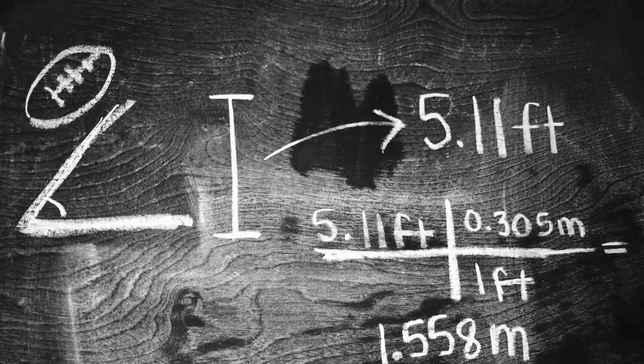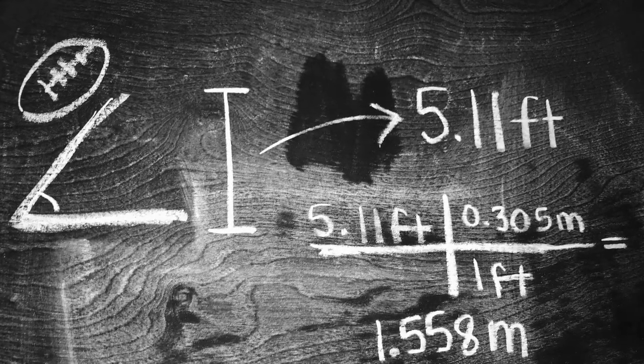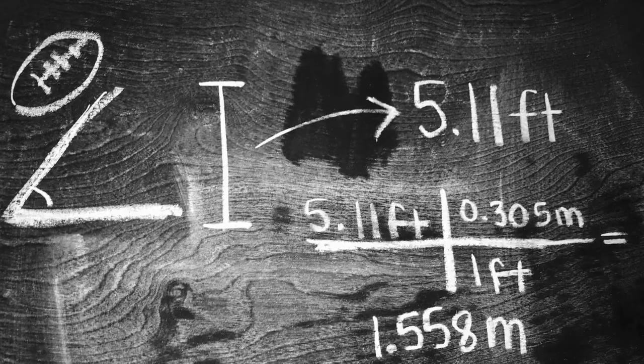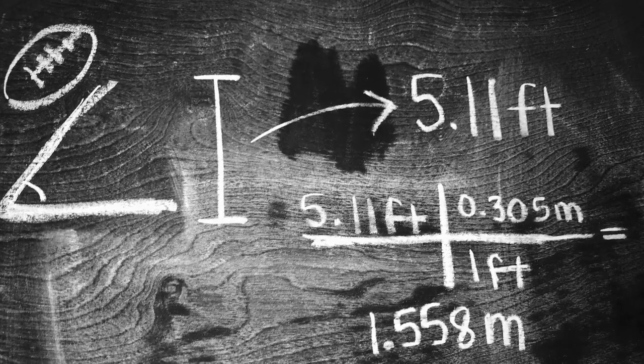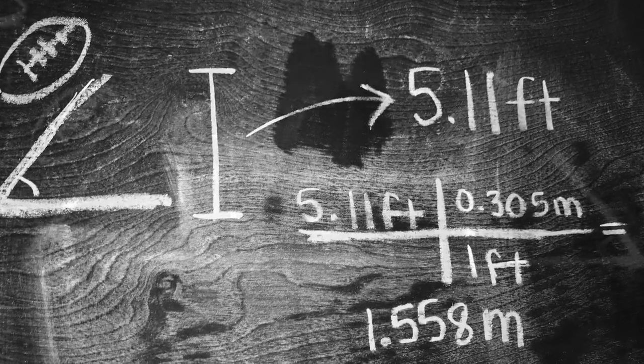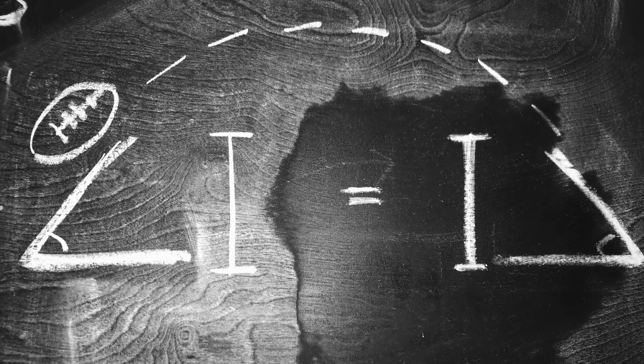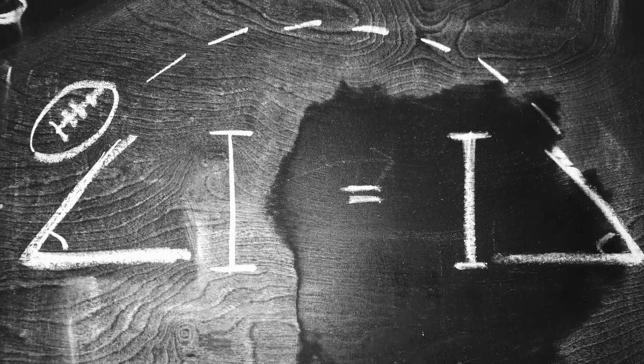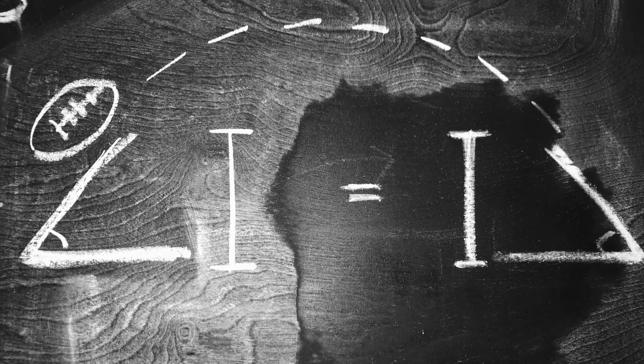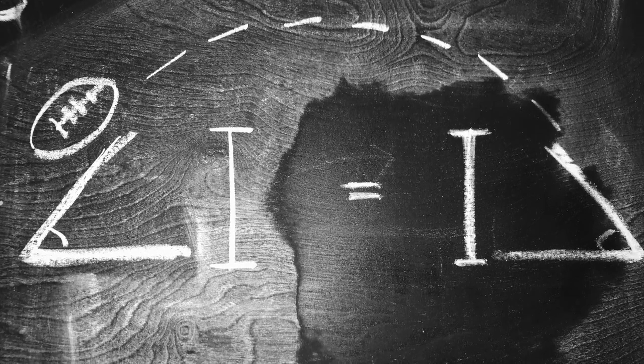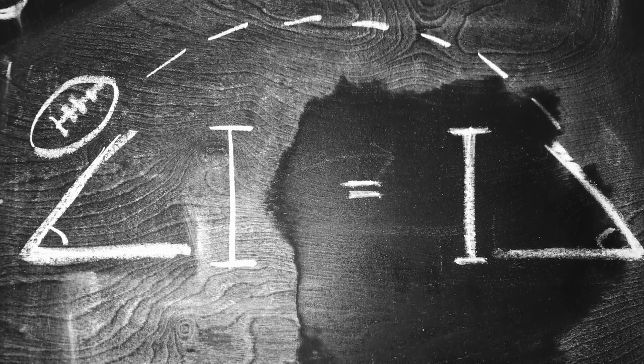To find the displacement in the y direction, I assumed that the ball was thrown and caught at the same height. Knowing that both the quarterback and the receiver are 5'11", I was able to convert that to meters by multiplying by 0.305 and got that the ball was thrown and caught at 1.558 meters high. However, since we are looking for displacement and know that the ball was both thrown and caught at the same height, total displacement in the y direction is 0 meters.